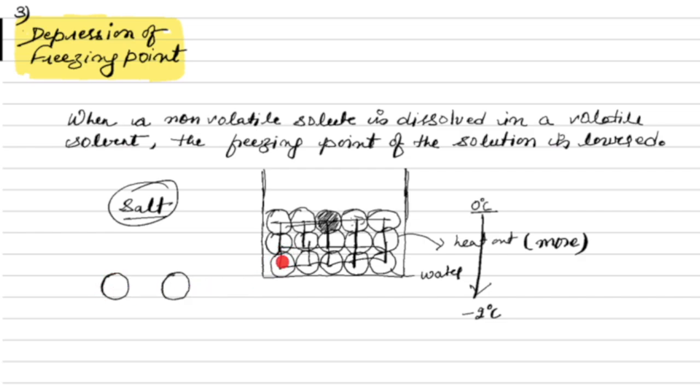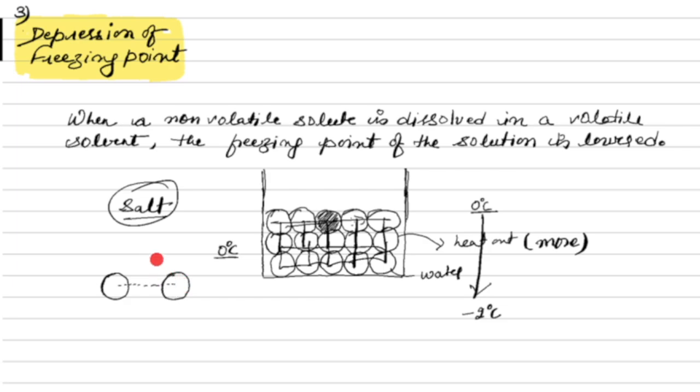Now when you put that in the fridge, in the pure solvent, the kinetic energy becomes lesser and lesser, and now these bonds can win. They are able to hold the molecules in one place and create structure. So that is what happens at the normal 0 degrees centigrade.